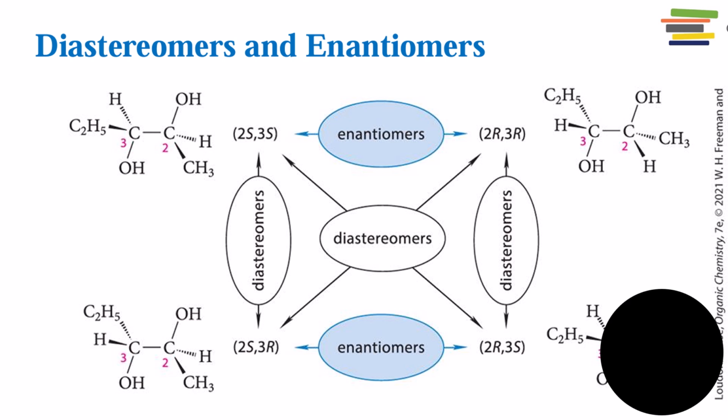So if you look here, these two are enantiomers because the 2 carbon and the 3 carbon here are both S, whereas over here they're both R. But if you look down or across, only one of the chiral centers changes. So these are diastereomers, whereas over here they're enantiomers. And yeah, that's how you decide whether a chiral center is R or S and whether they're diastereomers or enantiomers.